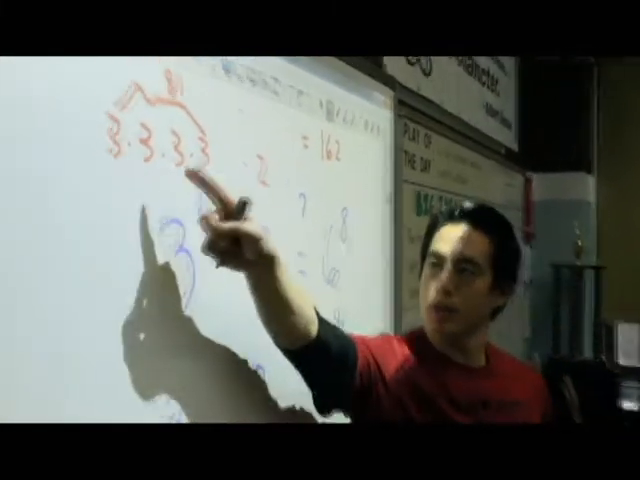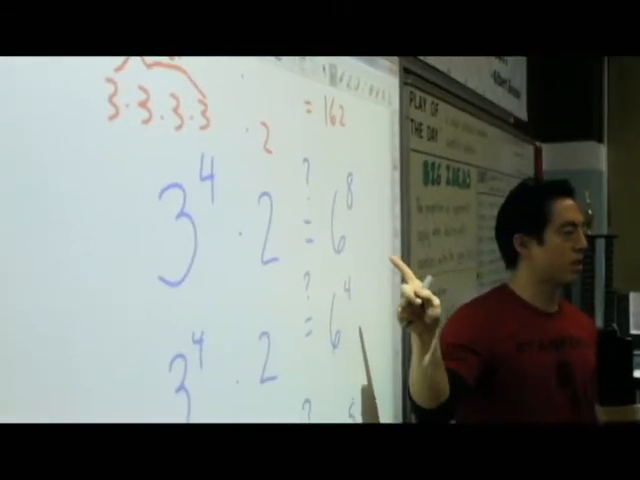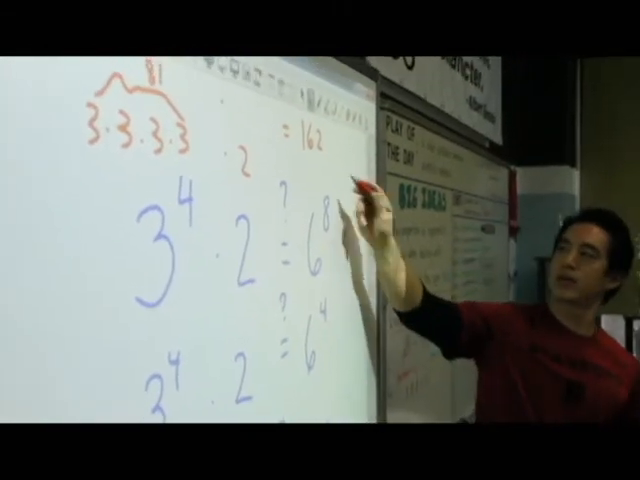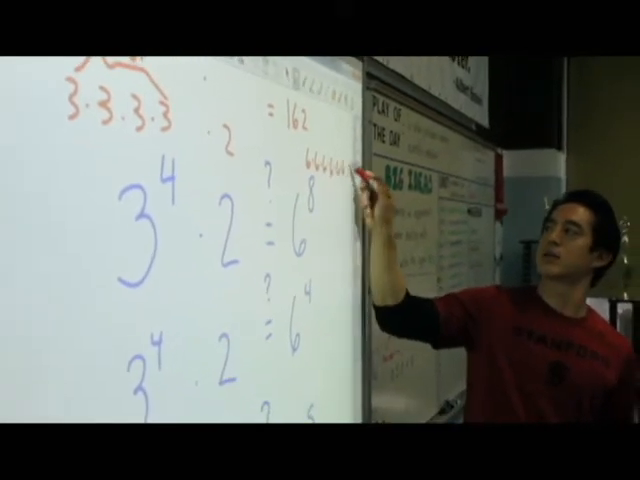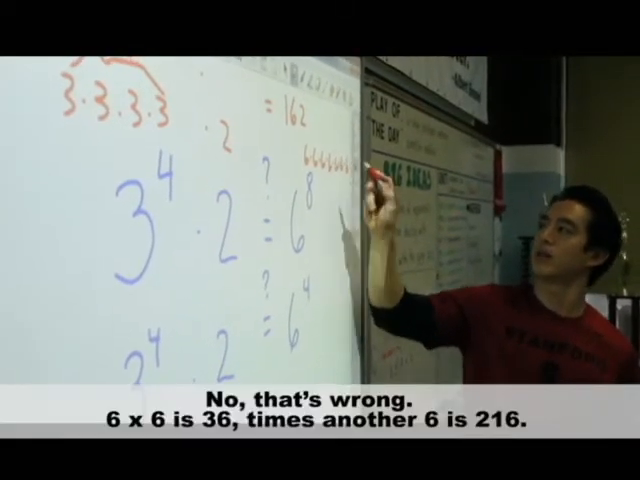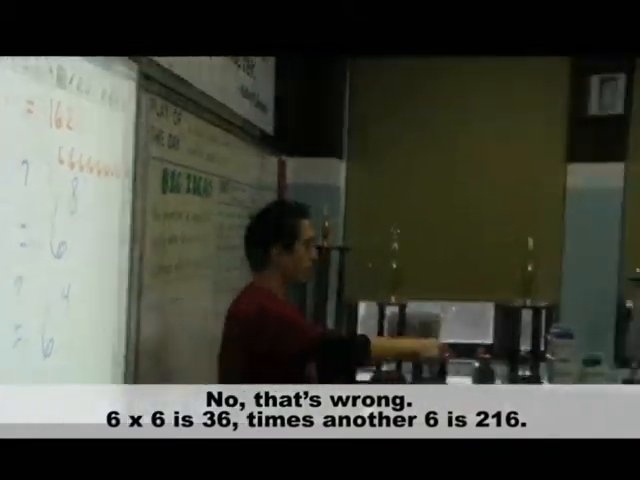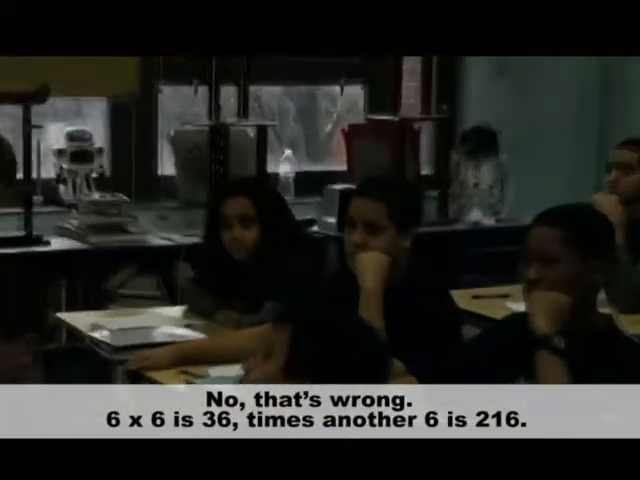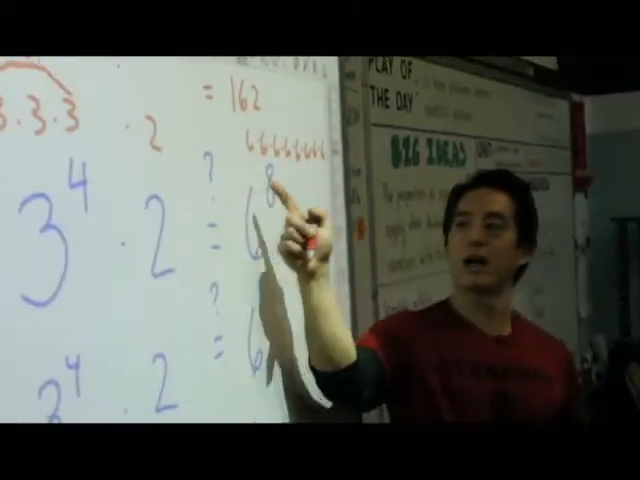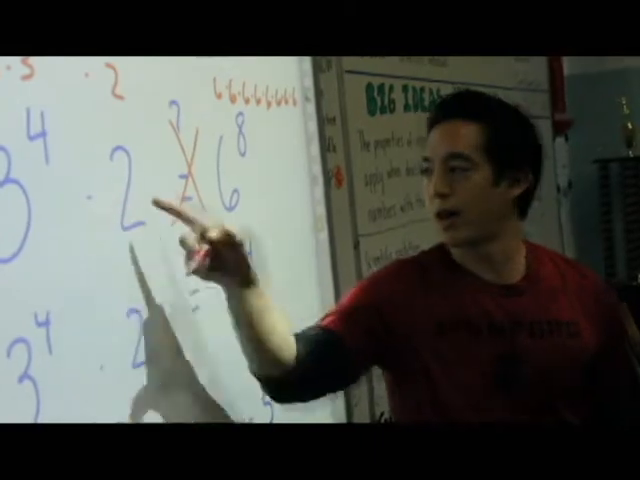So let's take a look. Is that the same thing as 6 to the 8th power? This over here is what? 6 times 6 times 6 times 6 times 6 times 6. That's wrong. Why is that wrong? You don't have to do all that math. Why is that wrong all the way, William? So this right here is not equivalent to that.